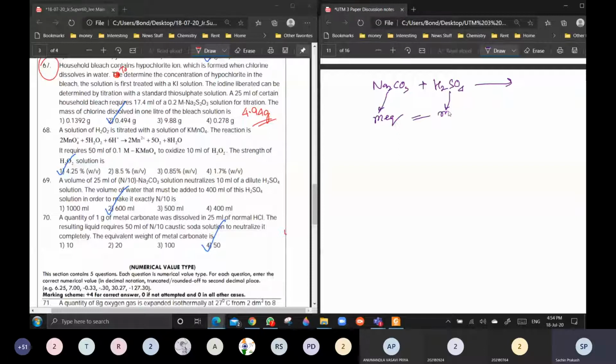That's the H2SO4 normality. So you see, what volume of water should be added to 400 ml of this solution to make it N by 10? So see, suppose I am taking 400 ml of this.